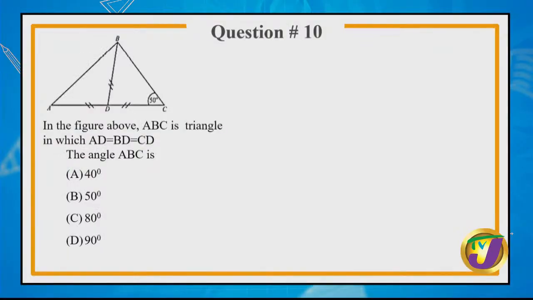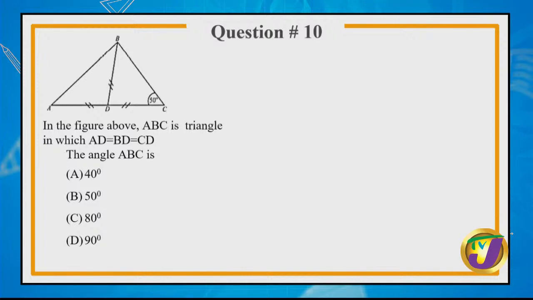We are given another diagram. In the figure above, ABC is a triangle in which AD is equal to BD, which is also equal to CD. The angle ABC is the angle that we need to find, so we must try and identify that angle on the diagram.